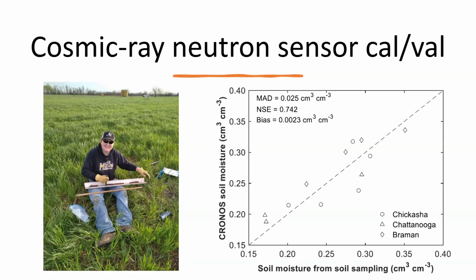And it's working pretty well. We have here on the x-axis the soil moisture from the soil sampling. The y-axis is what we're getting from our CRONOS station. And this is soil sampling the field around the station where the station is located. So we have a mean absolute difference of 0.025. That's pretty good in my experience.